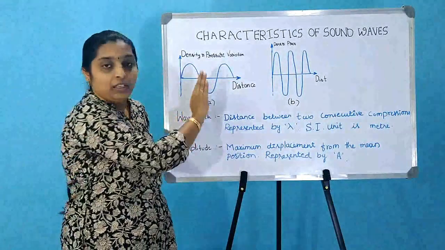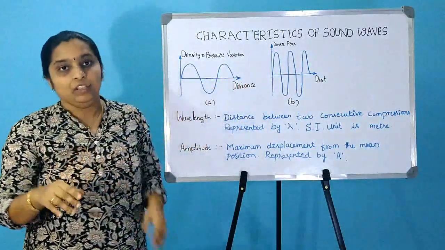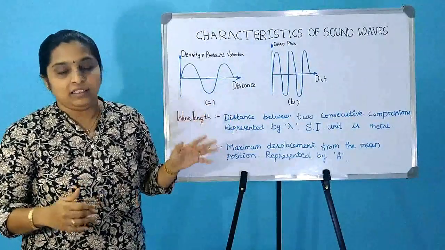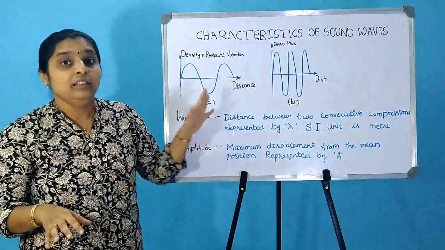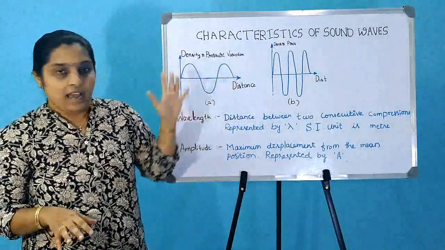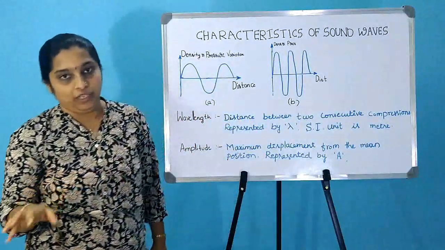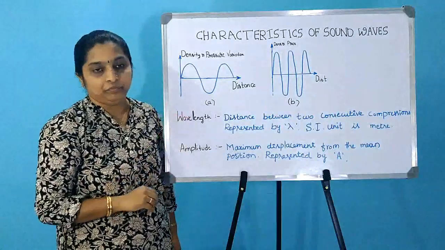This is about the two graphs. I think you understood both the graphs now. Now let us understand the characteristics of sound waves depending on these graphs. Let us start with the first one. The first characteristic of sound waves which we are going to learn today is wavelength.